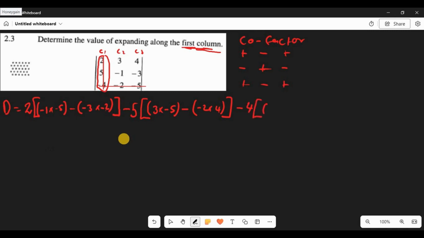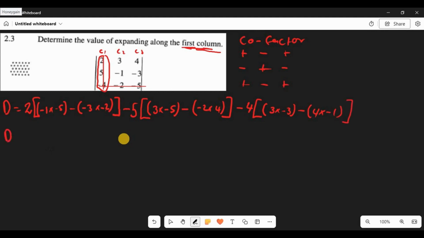Right, so here we're gonna say this 3 multiplied by negative 3, then minus, and then this time around we're gonna say 4 multiplied by negative 1. There we go. And then from here you start using your calculator.